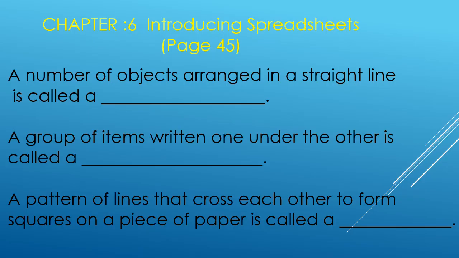Dear students, now we are going to perform the activity that is given on page number 45. A number of objects arranged in a straight line is called a row. You will write row in this blank. A group of items written one under the other is called a column. You will write column in this blank.